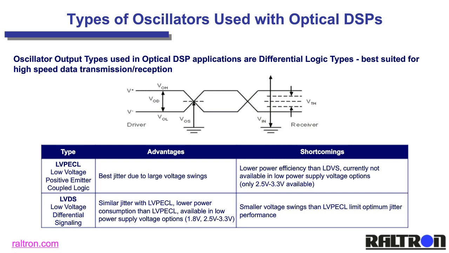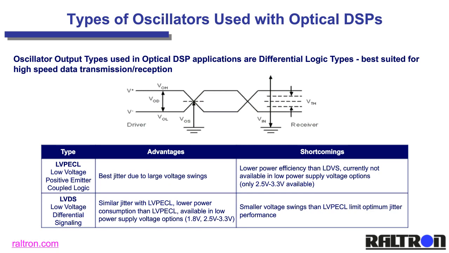On the other hand, LVDS, low voltage differential signaling, has a very good jitter, almost close today to LV-PECL, although not exactly the same. But the power consumption is less than LV-PECL, and consequently it is also available at lower power supply voltages, like 1.8 volt, and the pretty much popular 2.5 to 3.3 volts.